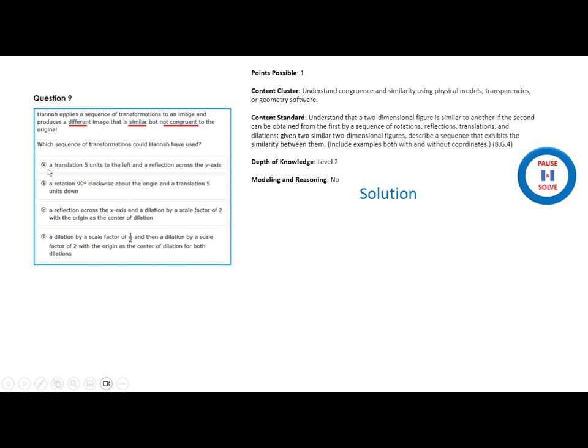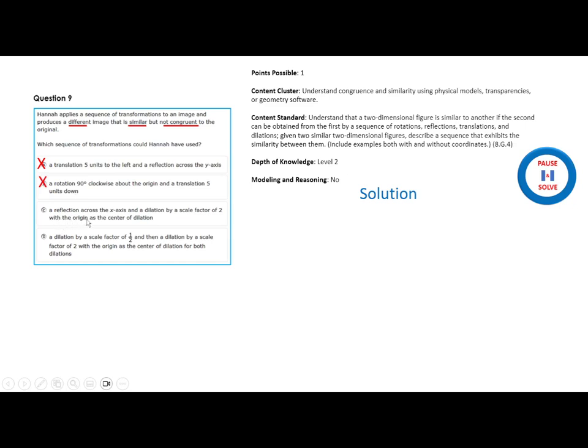Let's read this. A translation 5 units to the left and a reflection across the y-axis. Translation and reflection do not change the size of the figure, so that's not going to work. A rotation of 90 degrees clockwise about the origin and a translation 5 units down. Again, rotation and translation will not change the size of the figure.